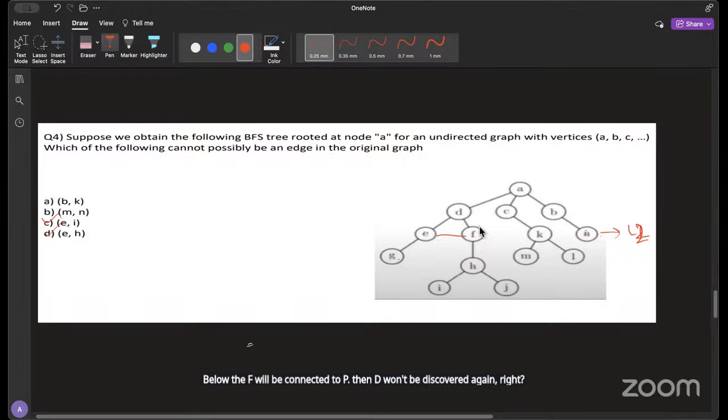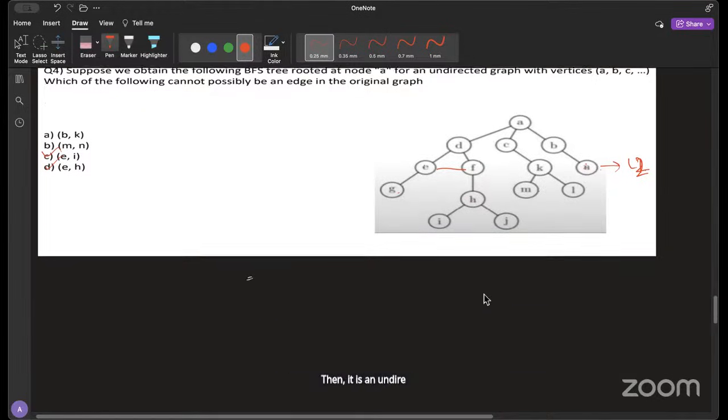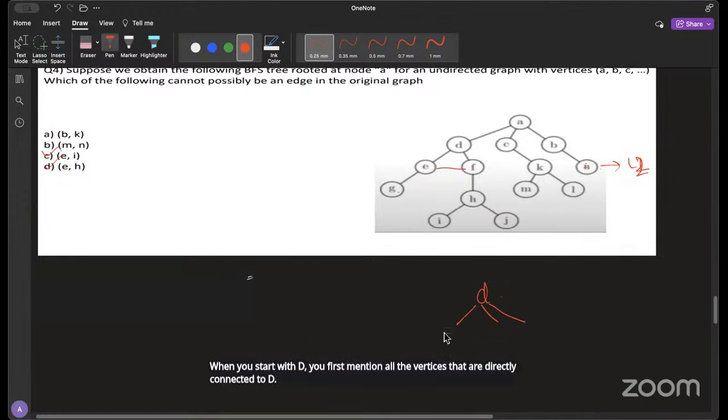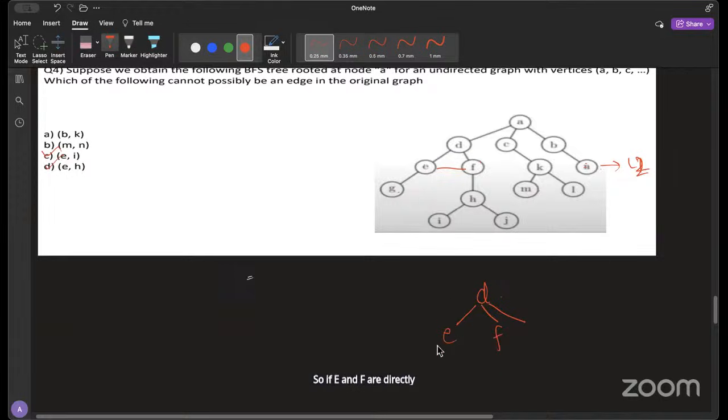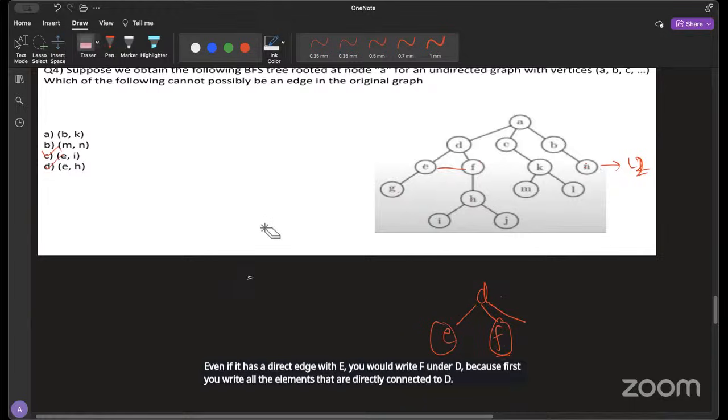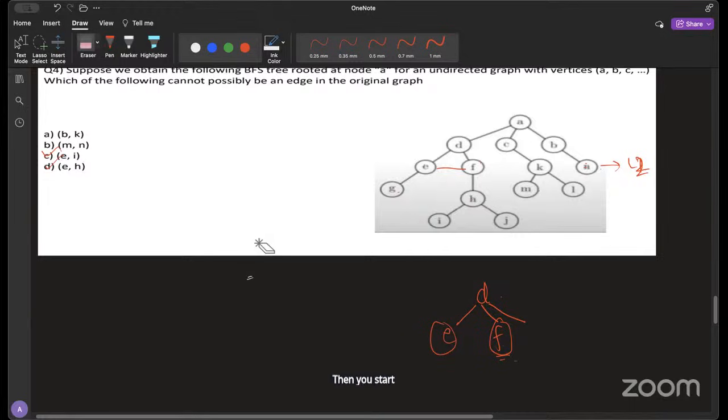It's an undirected graph. When you start with D, you first mention all the vertices that are directly connected to D. So if E and F are directly connected to D, then you write them down first, right? So your F would still be here. It won't come under E. Even if it has a direct edge with E, you would write F under D because first you write all the elements that are directly connected to D. Then you start exploring the next ones. Okay, got it.